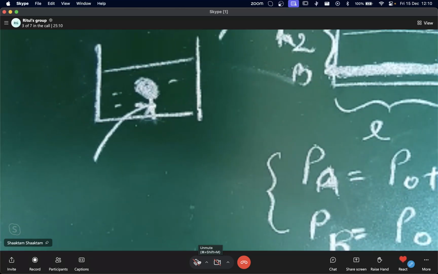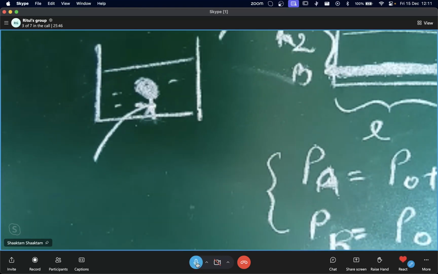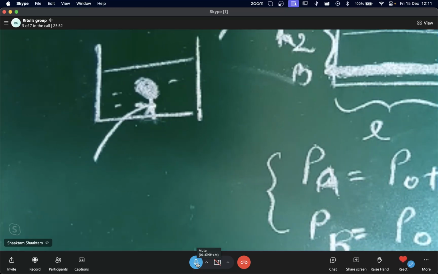If the beaker is given an acceleration towards the rightward direction, the water in the beaker will get acceleration towards the right, and so the cork will also go towards the right.